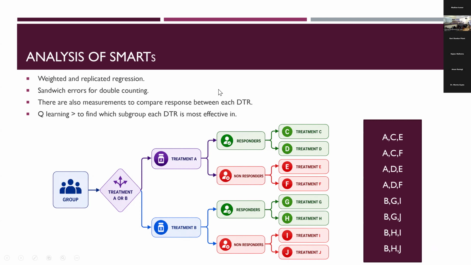There are also measurements to compare response between each DTR, and there is a principle called Q-learning, which is like a backward regression to find out if a given DTR is effective, which subgroup was it most effective in.